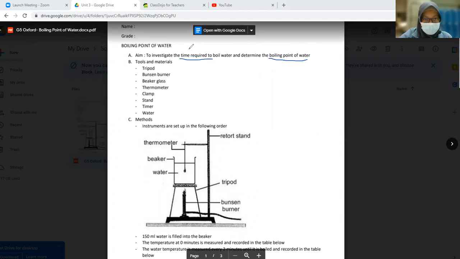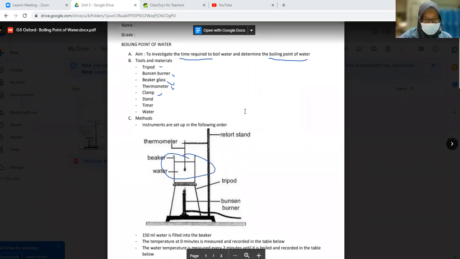And the tools and materials are mostly similar to the melting point of ice investigation: a tripod, Bunsen burner, wire gauze, beaker glass, thermometer, clamp, stand, timer, and of course water. Okay, so let's go on to the method.